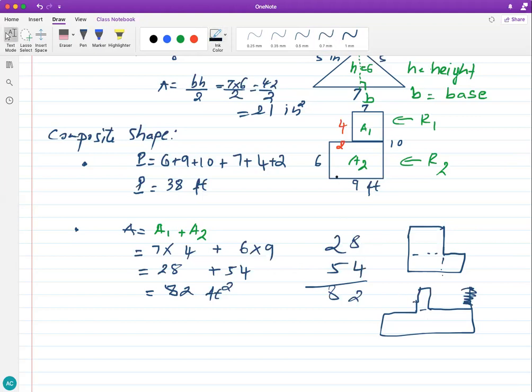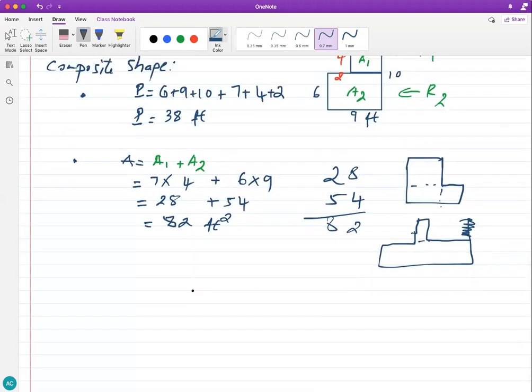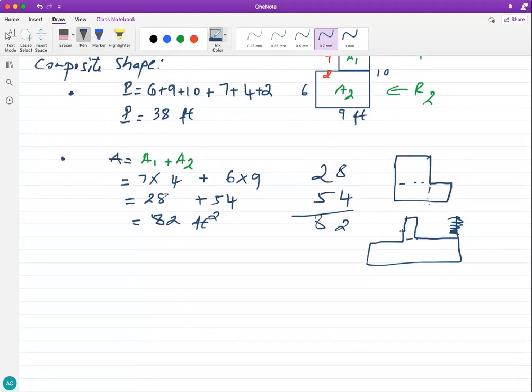Be careful when you find the missing sides. You will always have enough information to find the missing sides, but be careful to use the right numbers to find the missing ones. That's a composite shape.